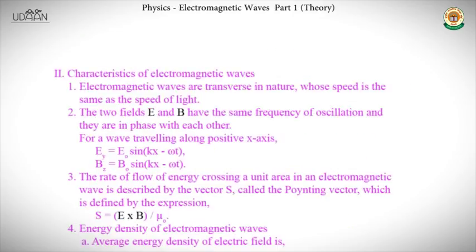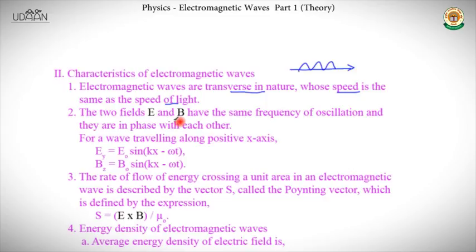So here we have the next topic, that is the characteristics of electromagnetic waves. Electromagnetic waves are transverse in nature. So you need to know that the vibrations of the electric field and the magnetic field are perpendicular to the direction of propagation of the wave. So it is transverse in nature and the speed is the same as the speed of light, 3 into 10 to the power 8 meters per second in vacuum.